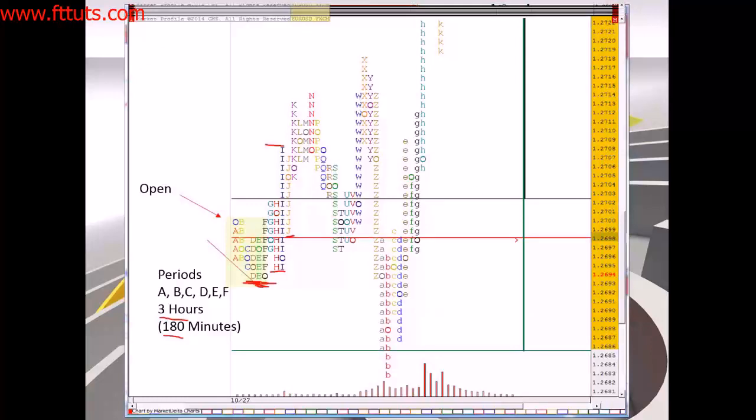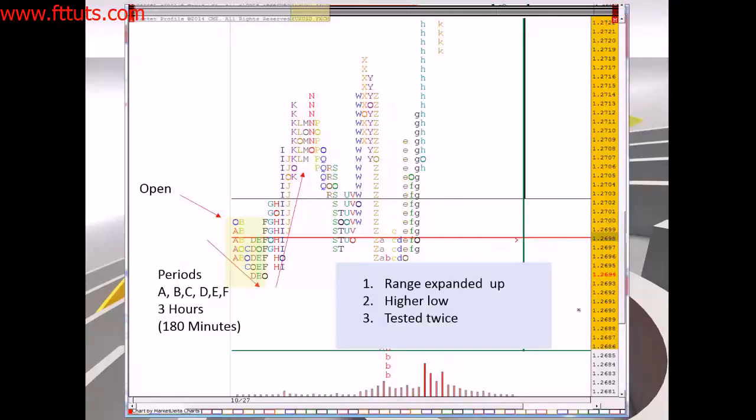So let's take a look here at the next deal. The market takes us on an up rotation. See, no more lower lows. So the range expands higher in this next rotation. We create a higher low, and this low is tested twice.